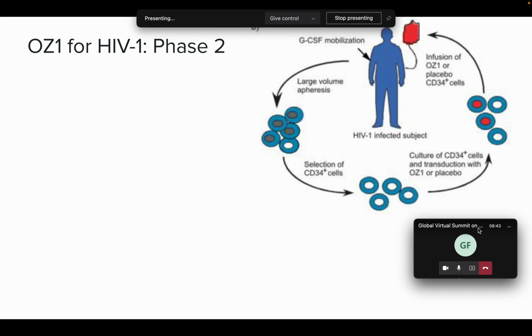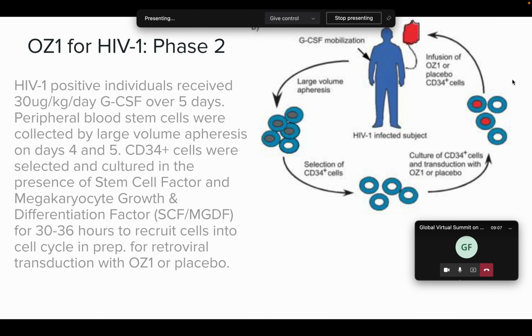So this is what they did. They infused the OZ1 or the placebo into CD34 positive cells, and then they had a GCSF mobilization with large volume apheresis, and then they selected the CD34 positive cells and cultured the cells and transduced them with the OZ1 or placebo.